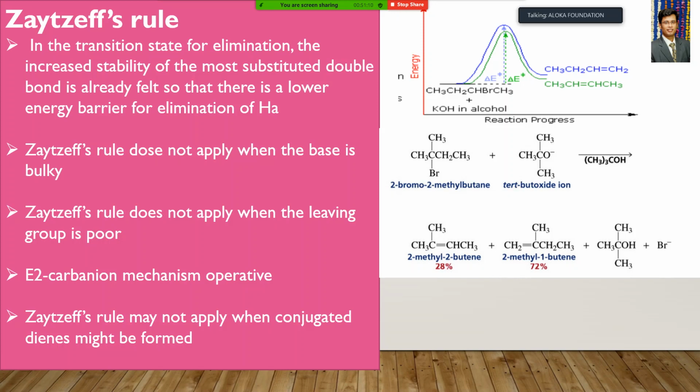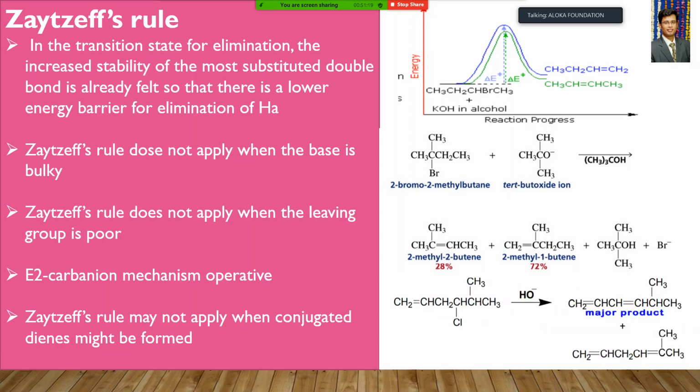E2 carbanion mechanism is operative. In such a case, the Saytzeff rule does not apply on a conjugated diene. So in the case of a conjugated diene, which product will be more favored? A conjugated diene will be favored over an unconjugated diene.